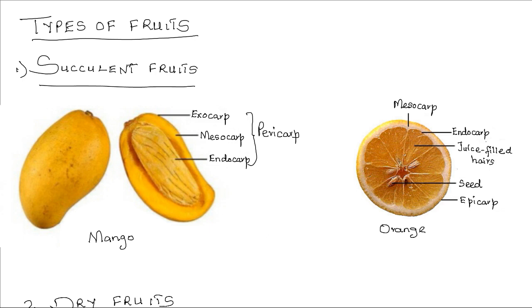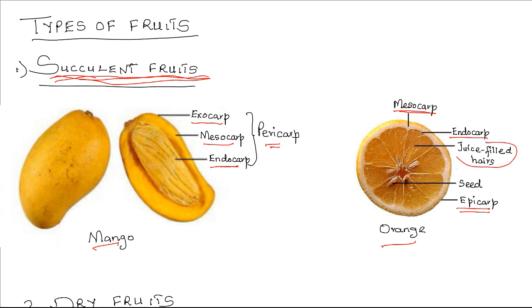First, we can have the nature of the ovary wall, that is, of the fruit wall. If it is succulent, that is one in which the pericarp is fleshy and juicy with three distinct walls: the outer exocarp, middle mesocarp, and the inner endocarp. For example, like mango or orange, where you have the distinct outer epicarp, the white mesocarp, and the inner endocarp that consists of juice-filled hairs. So these two are examples of succulent fruits, also known as juicy fruits.